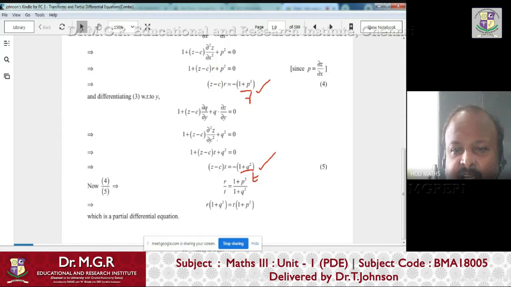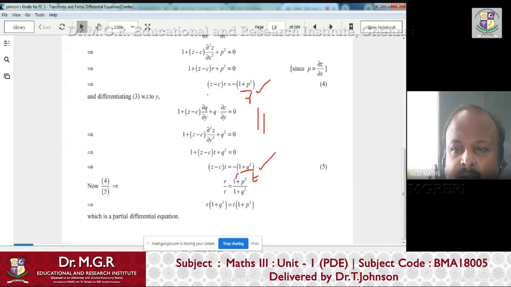So if LHS are equal, RHS also should be equal. From that only we get this. Otherwise, this is called cross multiplication, because this equals this, and these are the same. So LHS equals RHS. So they put the cross multiplication and they get r by t equals (1 plus p square) by (1 plus q square).